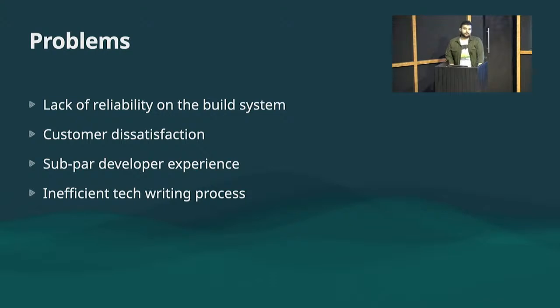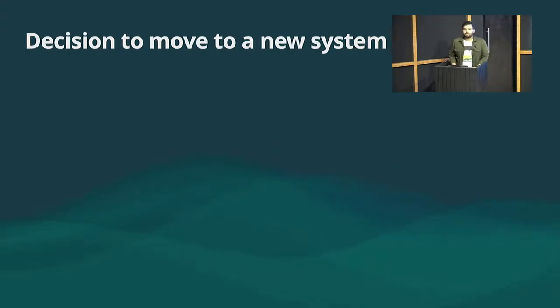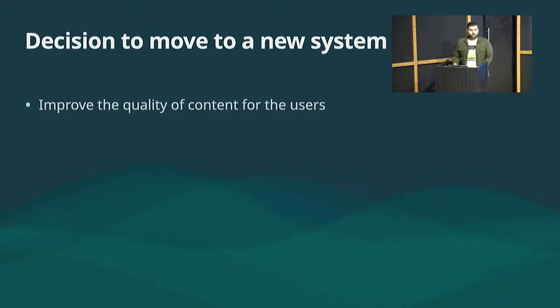And finally, last but not the least, we have a tech writers team who manage the content. Whatever content we see on the documentation is managed by that team, and their experience and their processes were completely broken. There were a lot of issues which hindered the speed and reliability with which they could generate new content. Given these issues, we decided that we needed to do something about it, and we wanted to move to a new system.